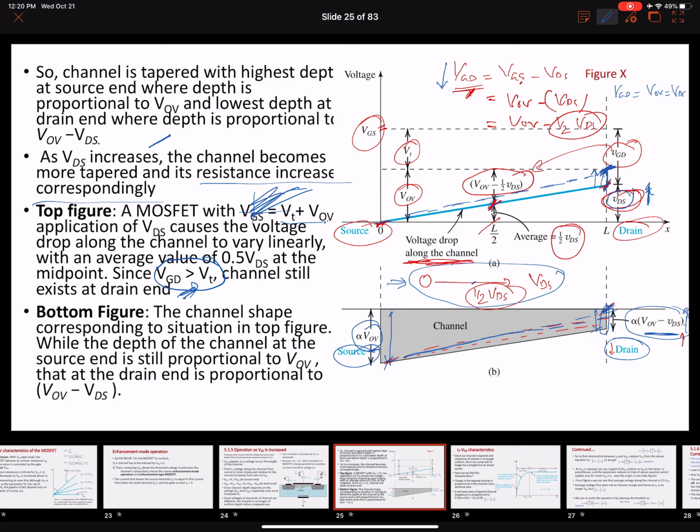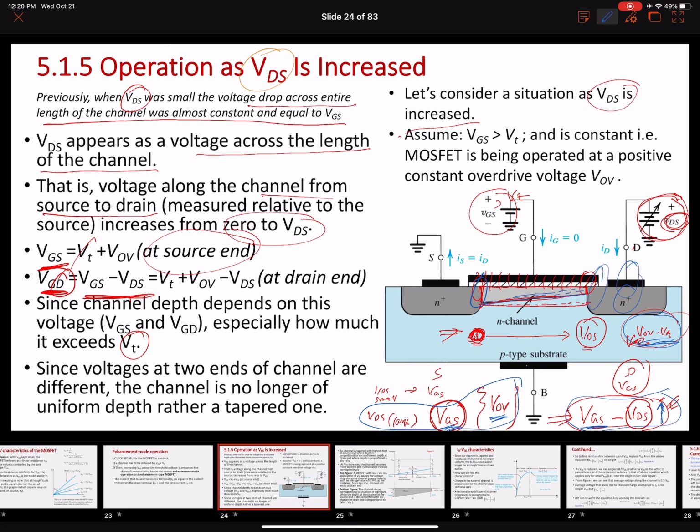Okay, and in the bottom figure we discuss in detail the channel shape corresponding to the situation in the top figure. The depth of the channel at the source end is still proportional to VOV, while at the drain end it is proportional to VOV minus VDS, right? So this is coming directly from the last thing that we discussed, that at the source end our potential is VOV, and at the drain end it is VGS or VOV minus VDS, ignoring the VT.